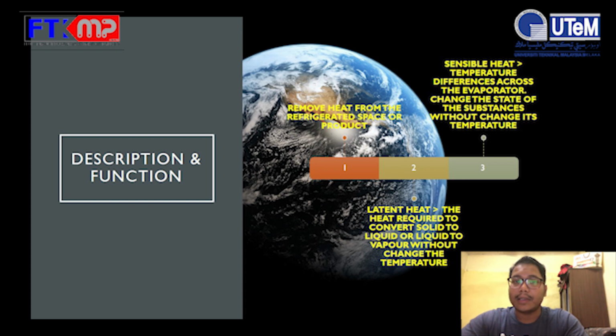Also in the evaporator there is latent heat, which is used to boil the refrigerant and convert it from liquid to gas without changing the temperature. And there is also sensible heat in the evaporator, which changes the state of a substance without changing its temperature.